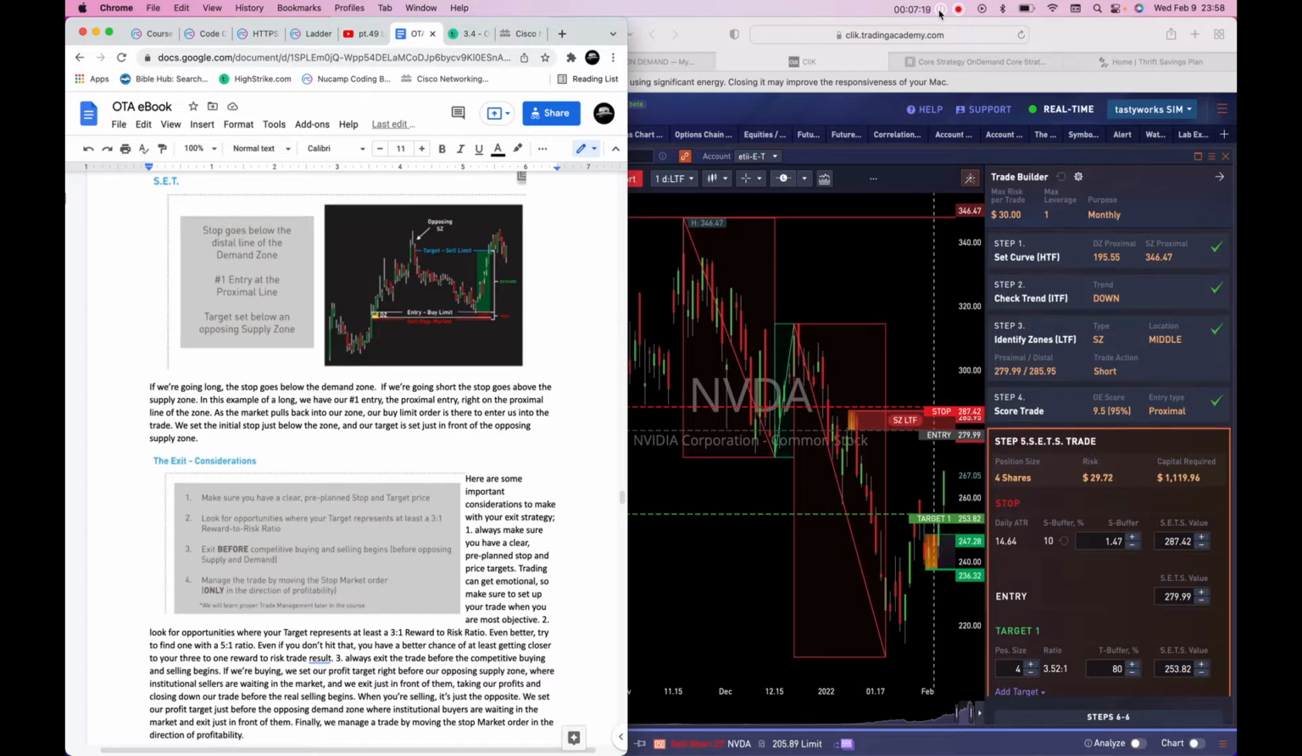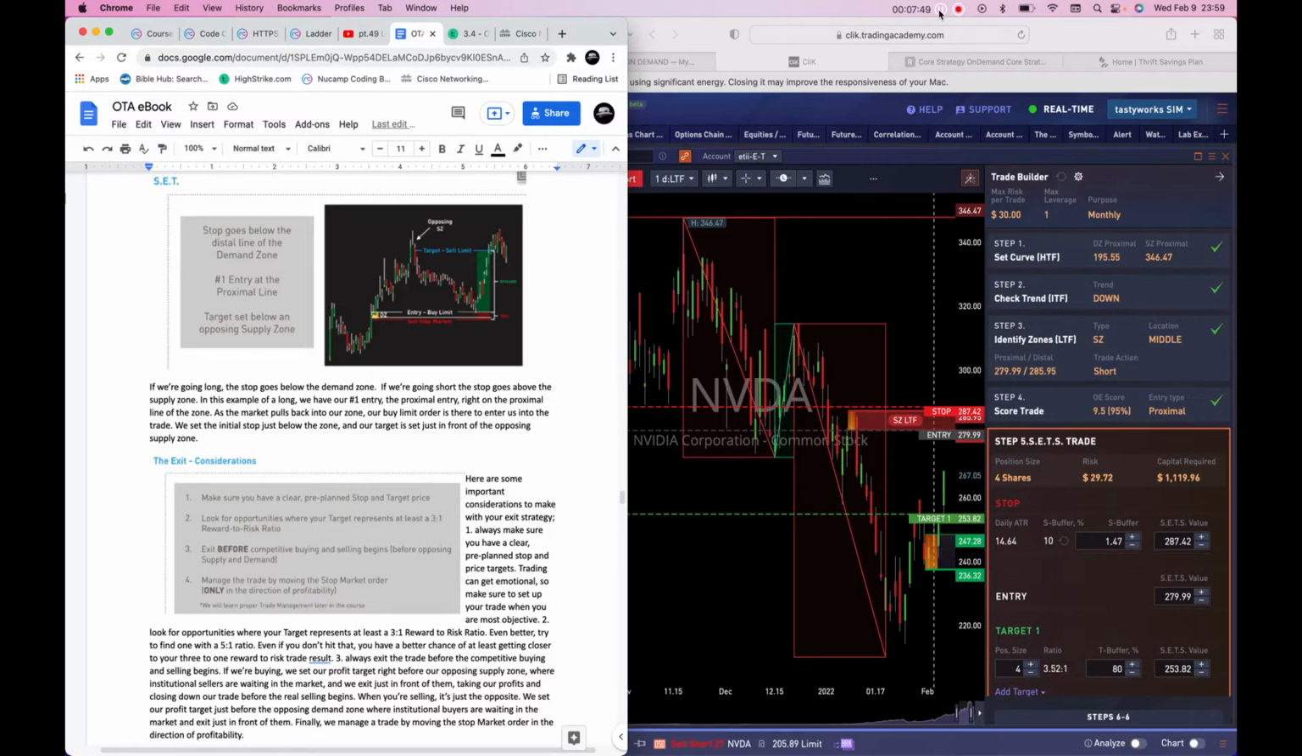The second consideration, look for opportunities where your target represents at least a 3-to-1 reward to risk ratio. Even better, try to find one with a 5-to-1 reward to risk ratio. Even if you don't hit that type of price target of 5-to-1, you have a better chance of at least getting closer to your 3-to-1 reward to risk ratio.